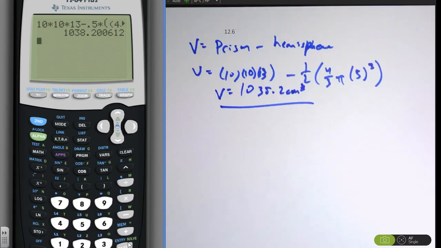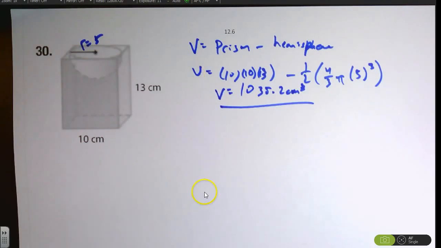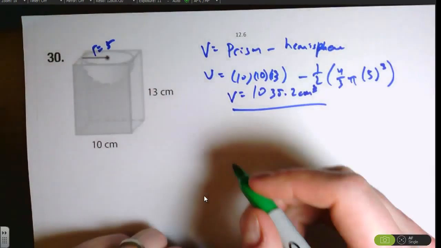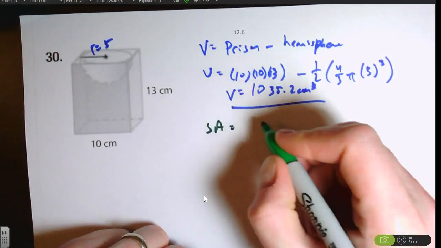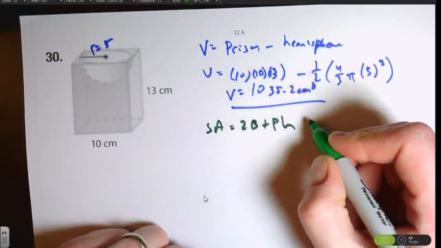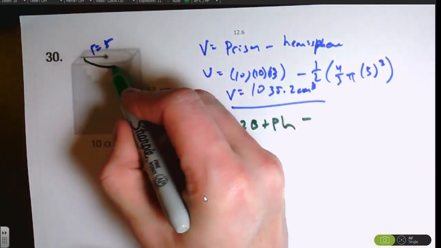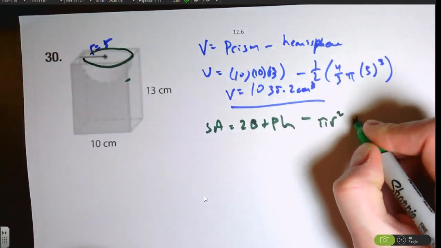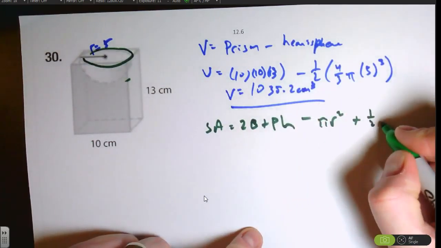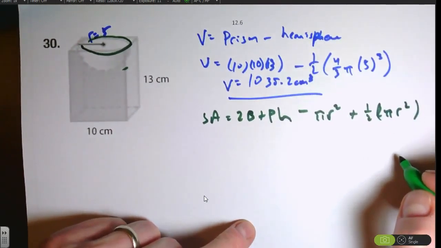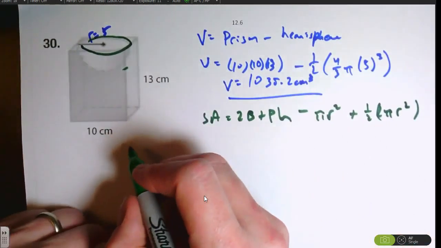Now, here's the tricky part. The tricky part is the surface area, because the surface area is the surface area for a prism. Okay. It's a prism, so it's 2B plus pH. But then notice I cut out this circle here and filled it in with this hemisphere. So I need to take out a circle and then add in 1/2 of 4 pi r squared. Okay. So we've got a lot of stuff to fill in here.